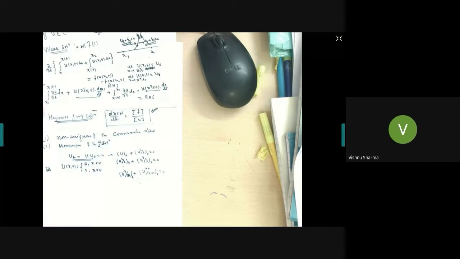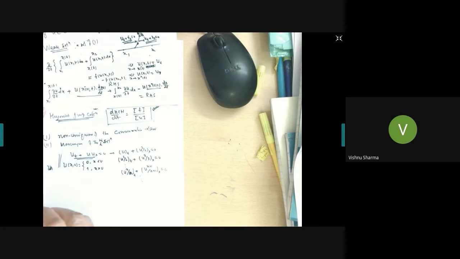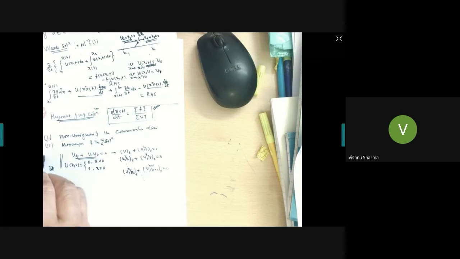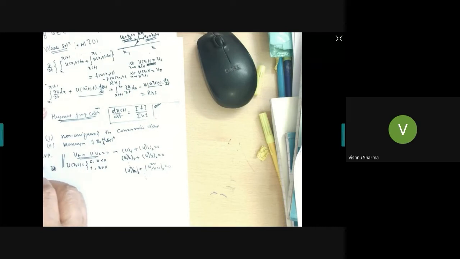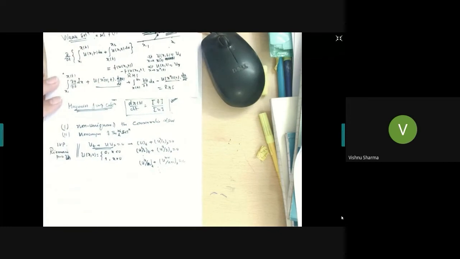A problem of this kind is called, do you know what this initial value problem is? This is called the Riemann problem. This initial value problem is referred to as the Riemann problem, where there is a discontinuity which separates two constant states. On the left, there is a constant state. So what is the solution?